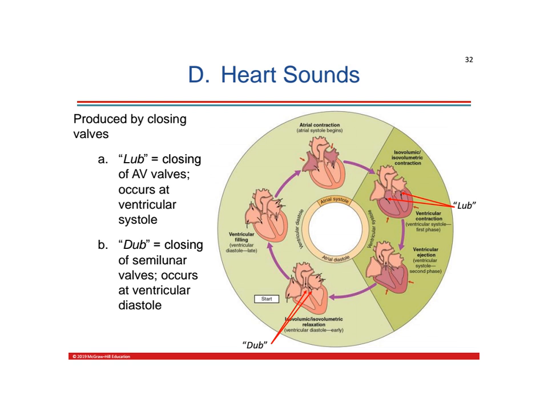So lub corresponds to the closing of the atrioventricular valves, and that occurs essentially during ventricular systole. We can think of that as marking the beginning of ventricular systole. It occurs because the pressure is now higher in the ventricles compared to the atria, which slams those valves shut. And the dub is due to the closing of the semilunar valves, and this occurs at ventricular diastole, because the residual pressure in the aorta and the pulmonary artery is now higher than in the corresponding left and right ventricles.